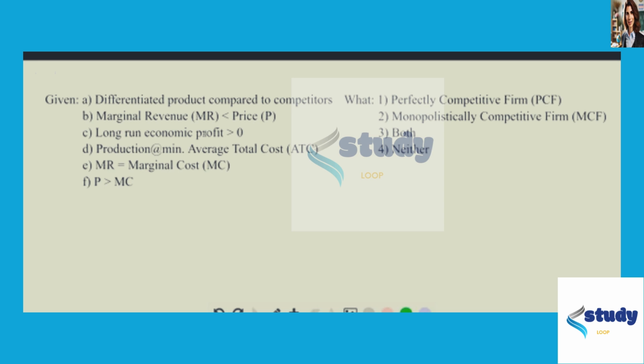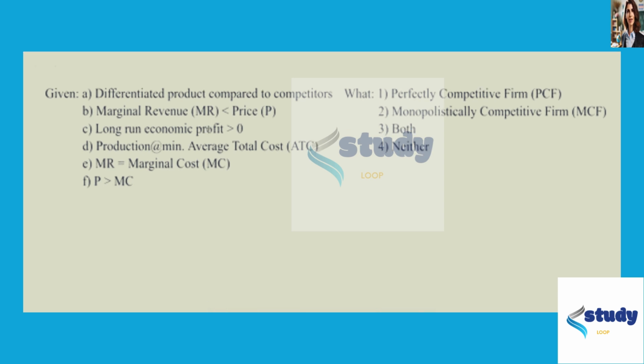Okay, so today we're going to look at a problem which basically outlines 6 different characteristics of firms, and then we have to point out whether these characteristics belong to a perfectly competitive firm, a monopolistically competitive firm, whether that firm can be both, or it's neither.